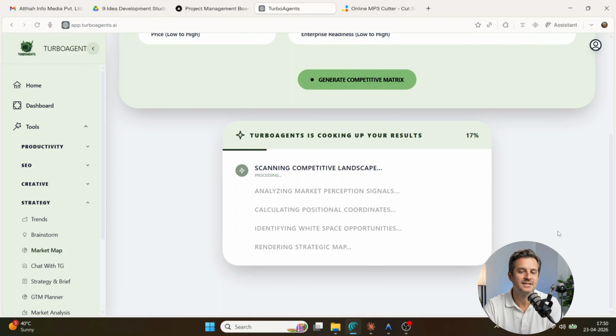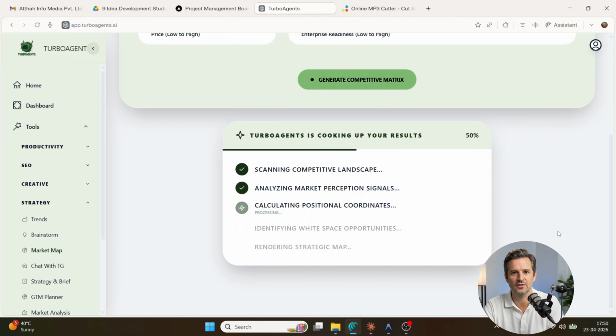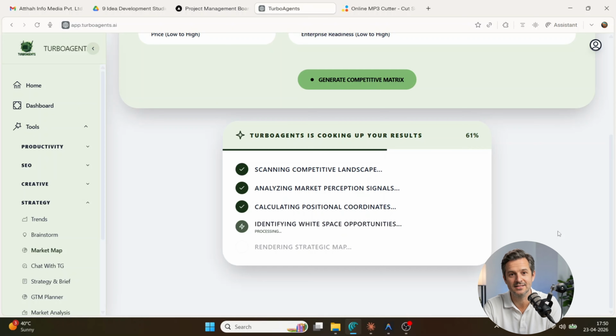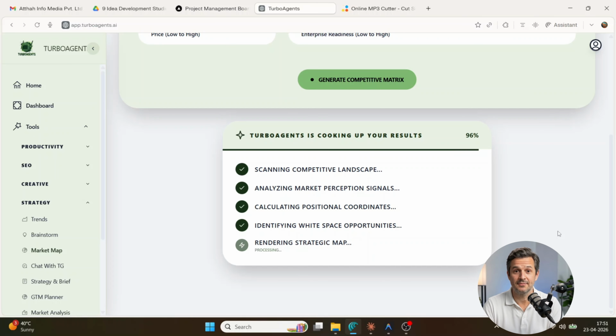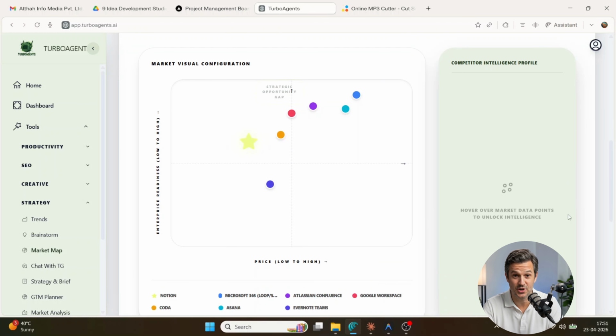Watch the SmartLoader. It's telling you exactly what's happening in real time, scanning the competitive landscape, analyzing market perception signals, calculating positional coordinates, identifying white space opportunities, rendering the strategic map. About 30 seconds, done. Look at this output. The market visual configuration panel dominates the left side, a clean scatter plot with price running left to right and enterprise readiness running bottom to top. Notion appears as an animated pulsing lime star, and immediately you can read the story.